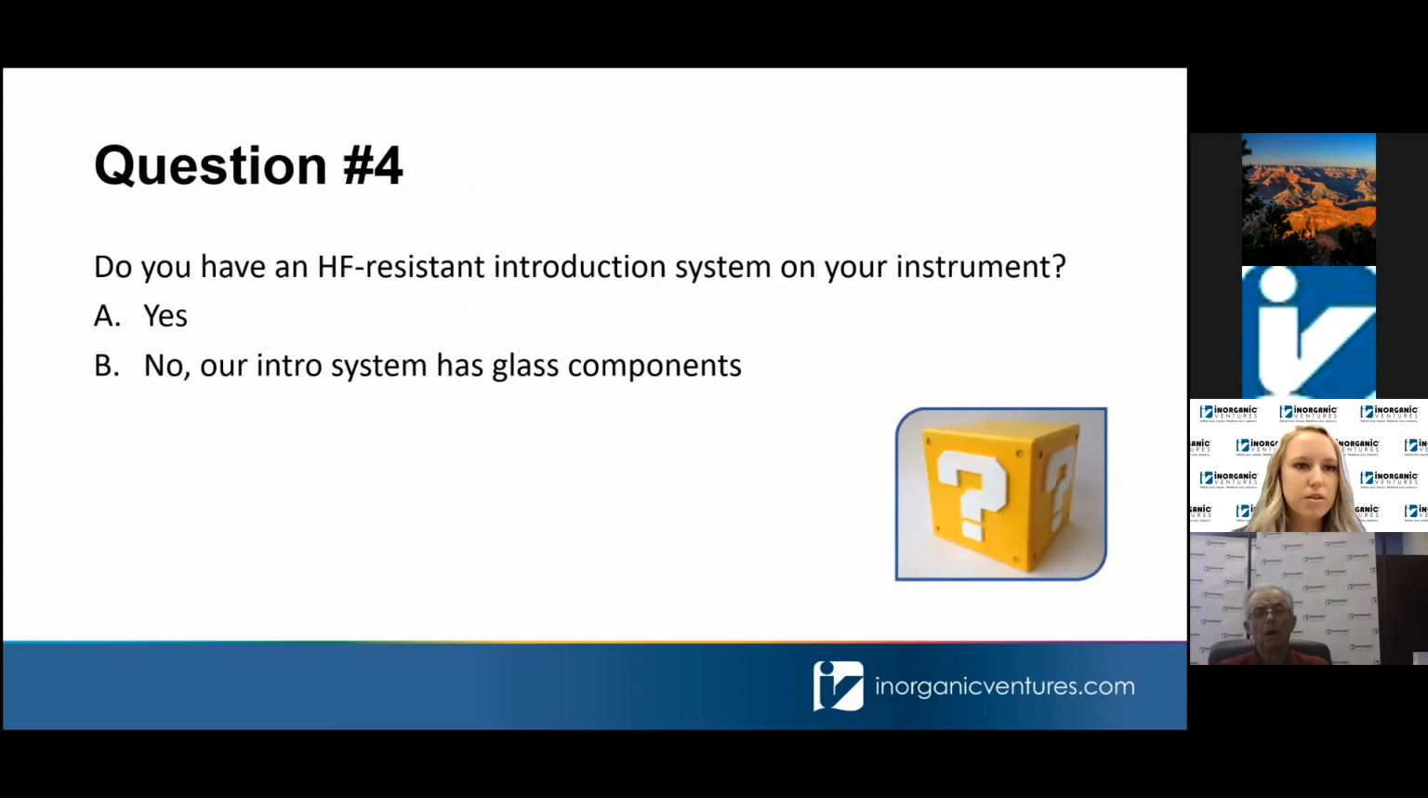So that brings us to question number 4. Our polling question: do you have an HF resistant system for your instrument, or is your system glass only? We'll take a few minutes to get your feedback on that.